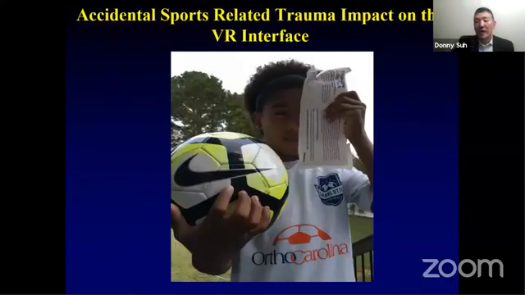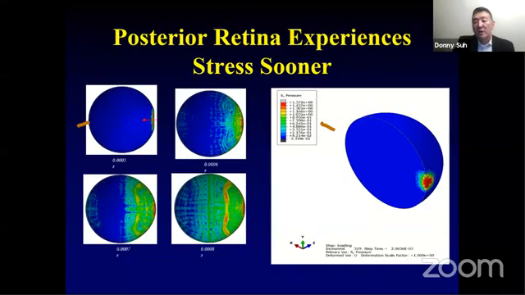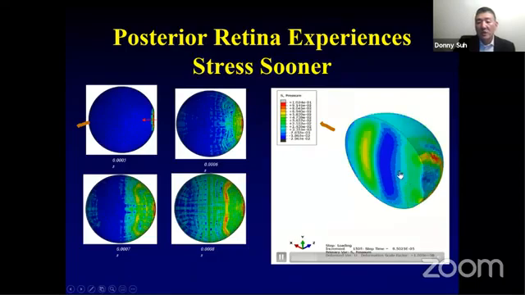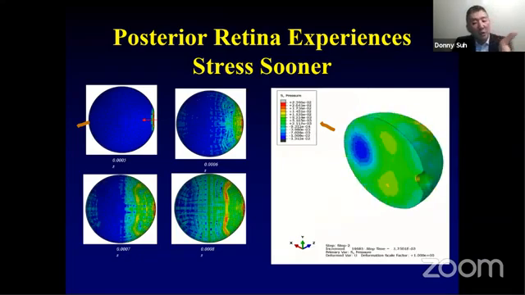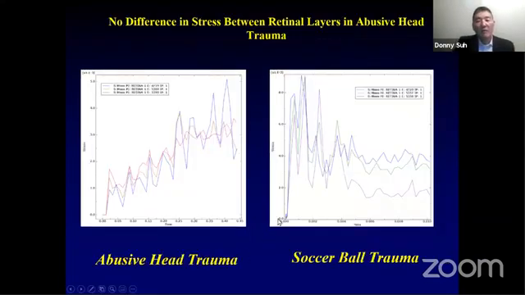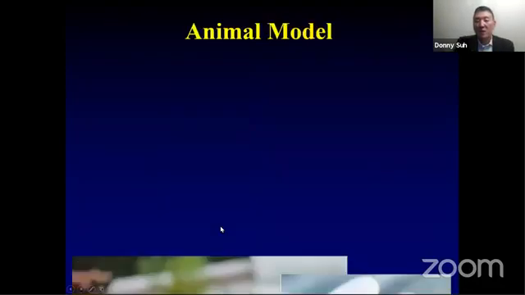So we compared this to a soccer ball injury. Here's a collision of the soccer ball, and as you can see, this force is transmitted in a translational fashion, and there's really no torsional component. What we found was that after that initial contact, that force declines dramatically. Also, the subretinal and preretinal layers of the retina experienced a statistically different amount of force in comparison to the abusive head trauma.